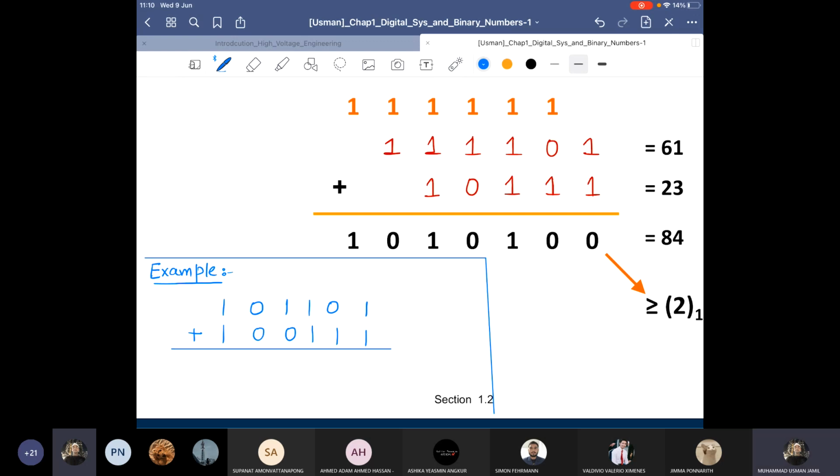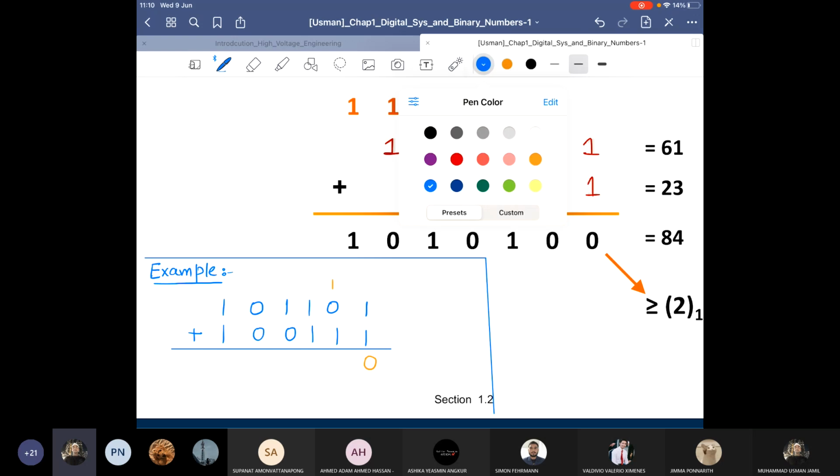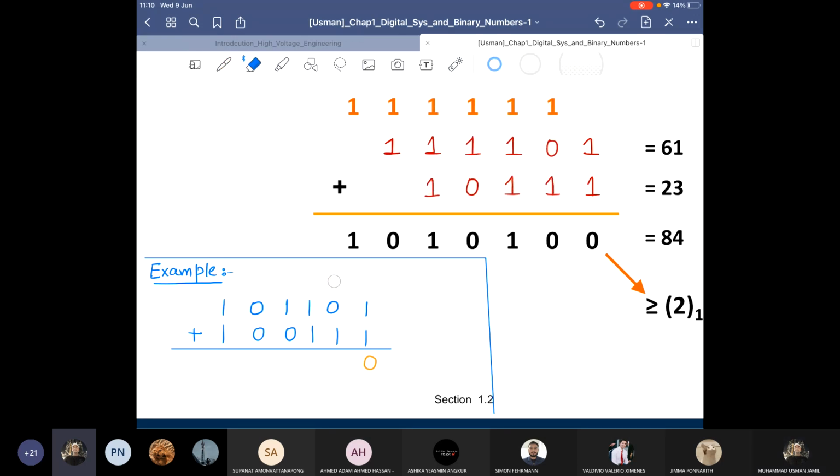Now start from here, the first step. 1 plus 1 is 2. 2 minus 2 is 0. So this 0 comes here. Let me write now: 0 is here and 1 carry here.